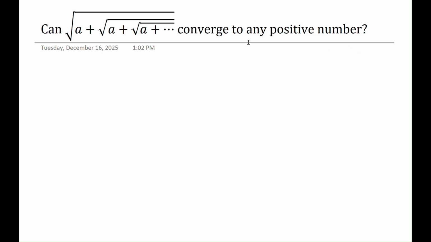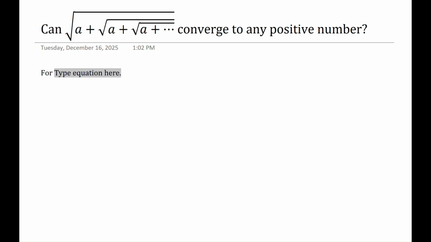Hey there, folks. So in this video, we're going to look at a particular nested sequence of square roots. That would be this expression right here. And the question is what it converges to and whether we can control what it converges to for a careful choice of A. A, by the way, is some as yet unspecified but positive real number here.